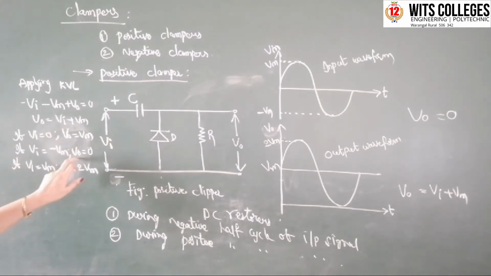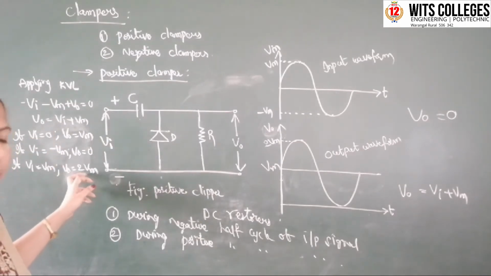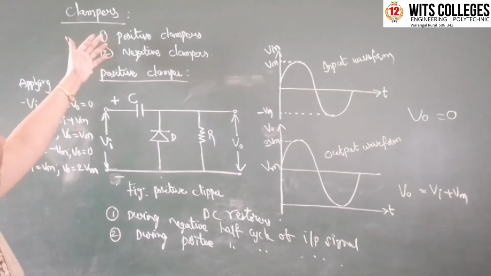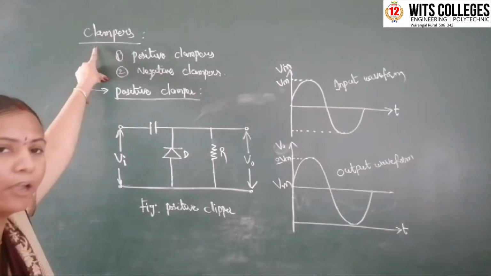Vm gets cancelled, and you will get output voltage as 0. So if input voltage is equal to maximum voltage, then output voltage V naught equals 2 Vm. So this is the positive clamper, the diode clamper.